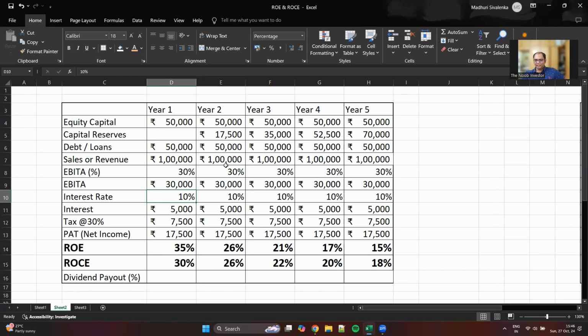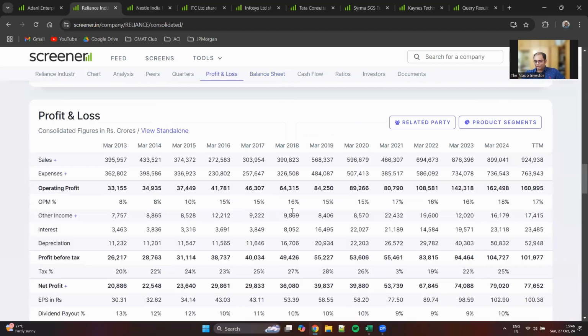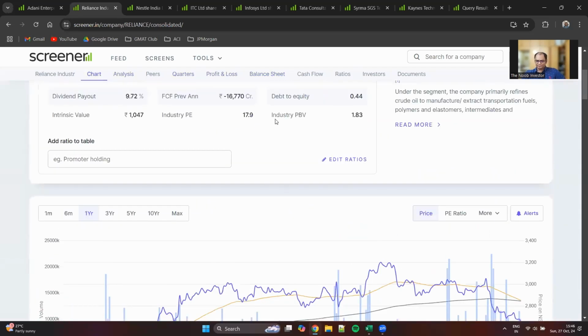So this is another part that we should consider. ROCE, if you see, remained the same because total capital is 1 lakh only. But ROE increased because shareholder capital is much lesser. मैंने पैसा कम डाला. Right? So this is another part which is important with regards to ROE and ROCE.